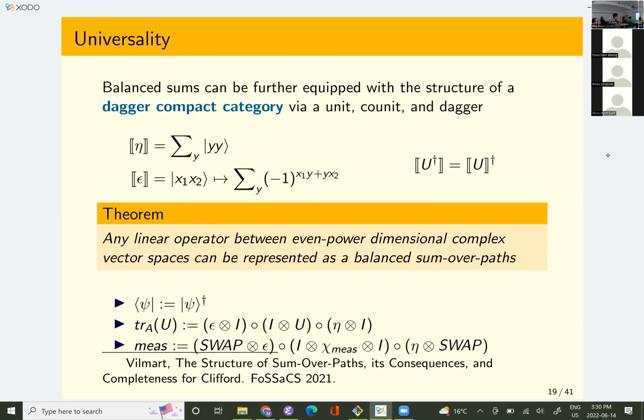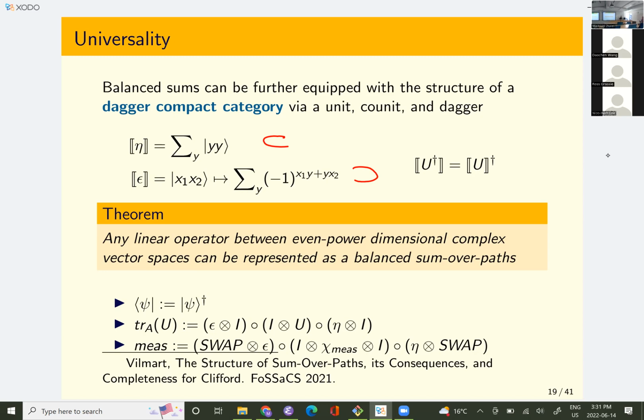Okay, and then Renaud Vilmart just last year showed further that you could also extend this structure to a dagger compact category. So what that means is now sum of paths is actually universal for finite quantum mechanics. And specifically, dagger compact category is a category in which you can write string diagrams. You know anything about string diagrams? You know about the cup and the cap, which are this. Yeah, you probably saw that from Alex Kissinger's talk earlier on today.